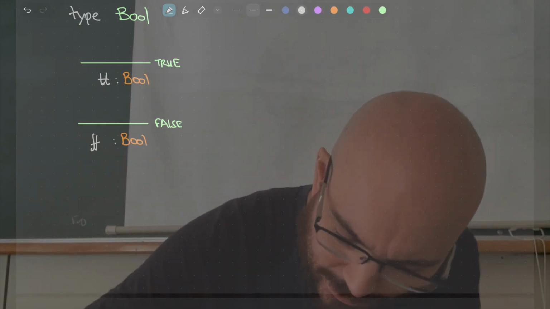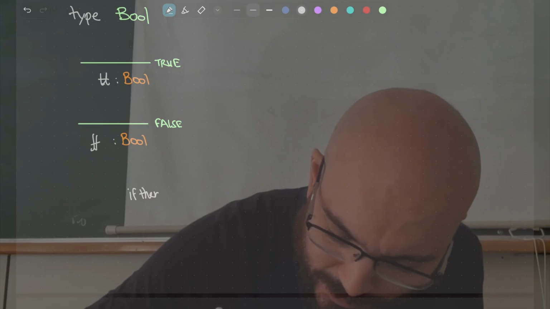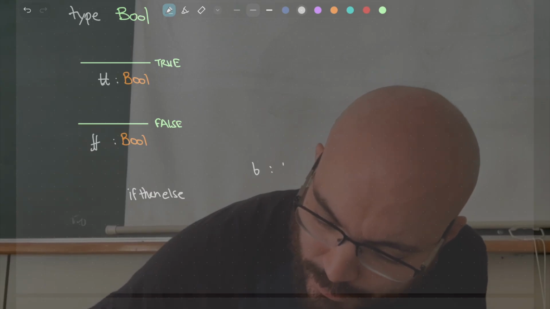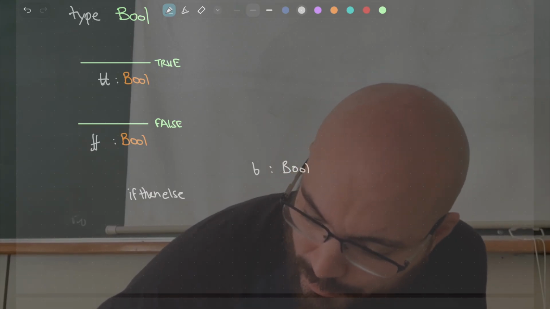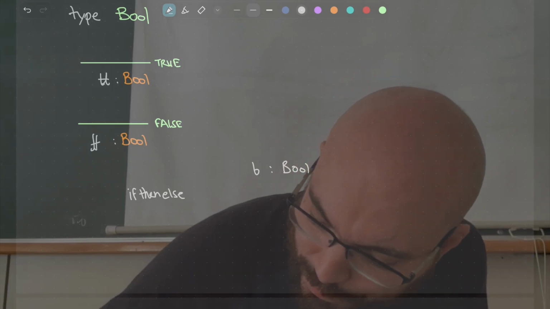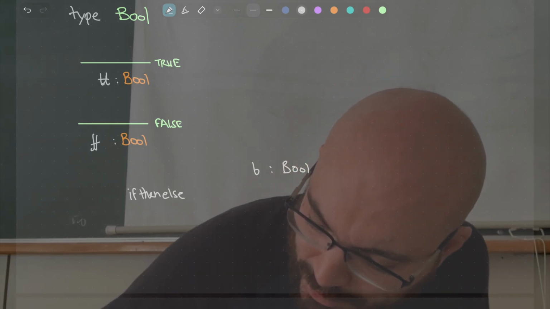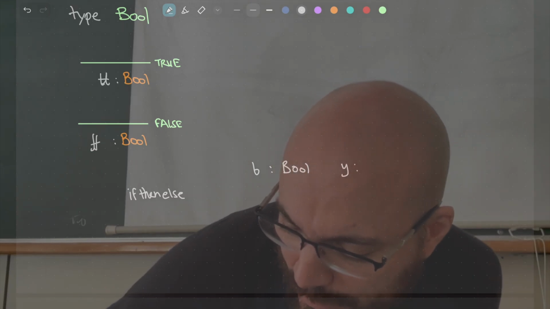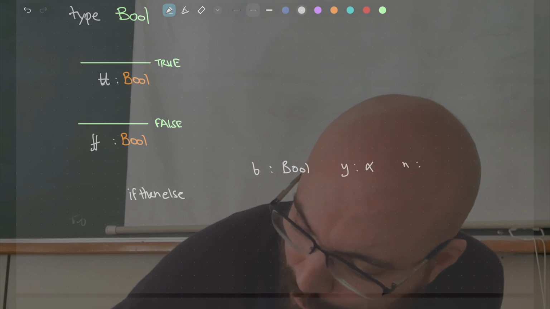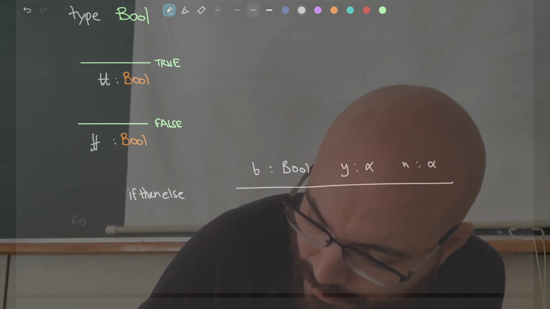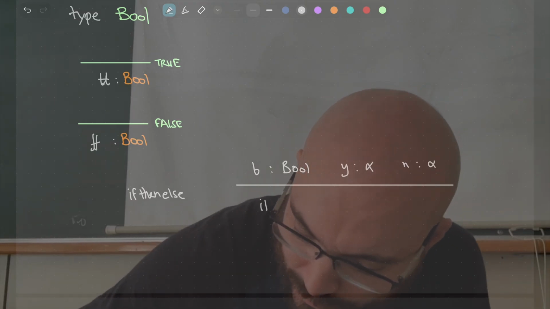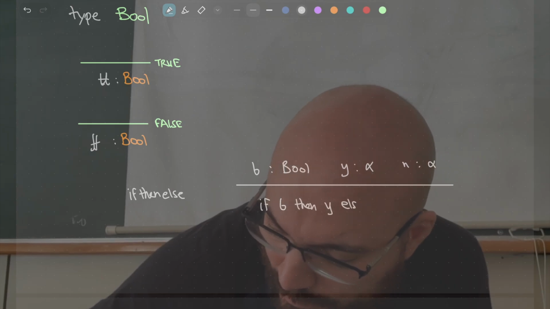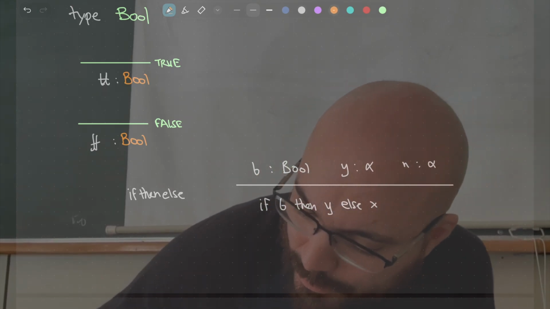Let's see this. I could write it like if then else, all one word, but it's ugly. So if you have a boolean b, the way to use it is you also have something of some type, let's call it alpha, okay? A y of type alpha, and then n of type alpha. And if you have all those things, you get to form this branching thing that's like if B, then Y, else N, and all this thing. What is the type of this thing?